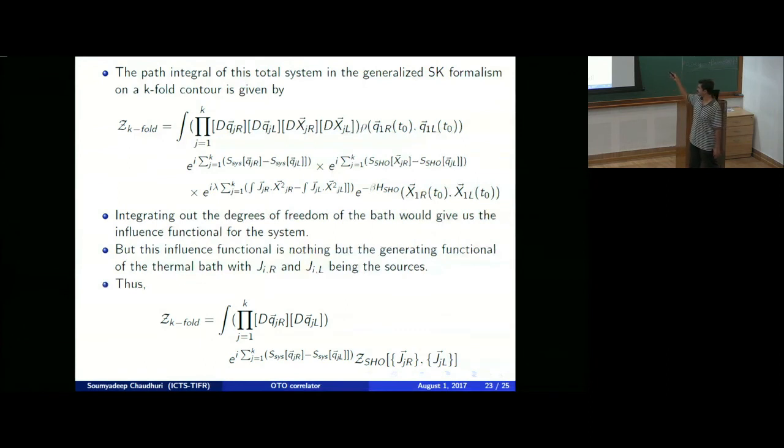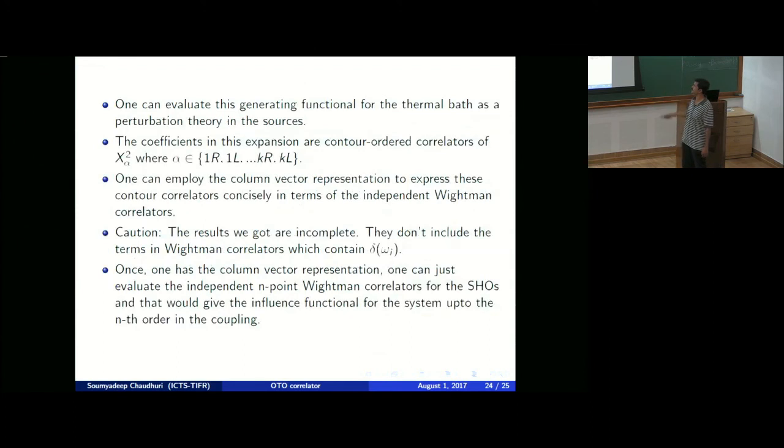And what one can see is that the expression you have, if you integrate out the degrees of freedom of the harmonic bath, is nothing but the generating functional for the harmonic oscillators, which is Z_SHO. Now one can evaluate this generating functional for the thermal bath in perturbation theory in the sources, and the coefficients that appear in this expansion are basically these contour correlators. And then one can employ this column vector representation to express these contour correlators in terms of the Wightman correlators.